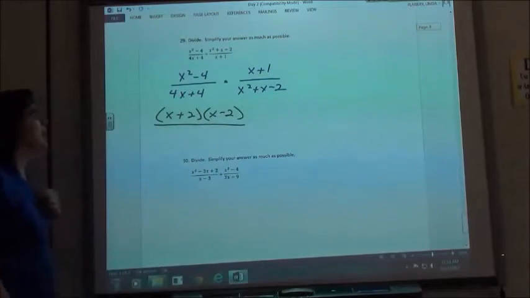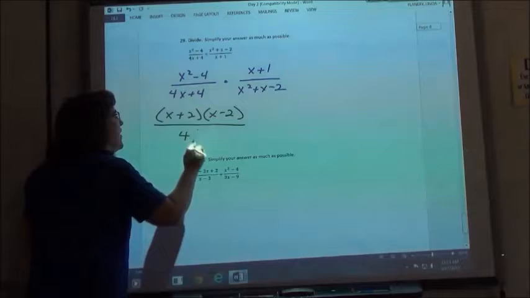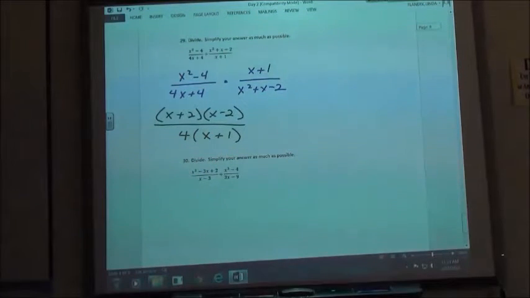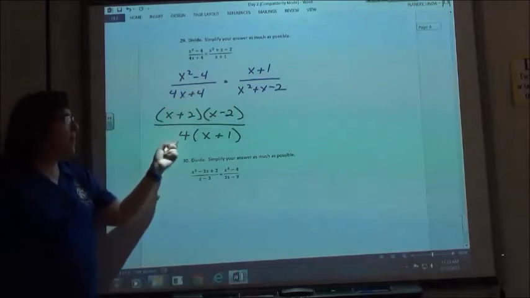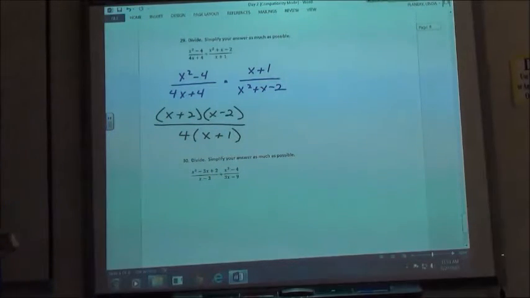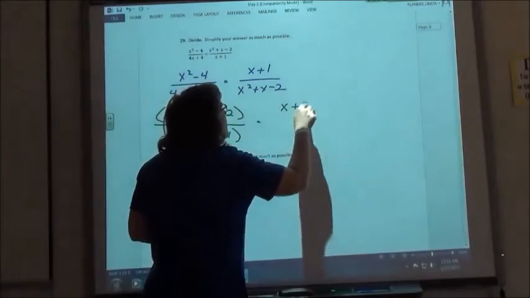On the bottom, it's not a squared one. I look for my greatest common factor, which is 4. So if I divide those both by 4, I get 4 times x plus 1. Remember, 4 divided by 4, I can't just say it cancels. There's a 1 there. 4 divided by 4 is 1.